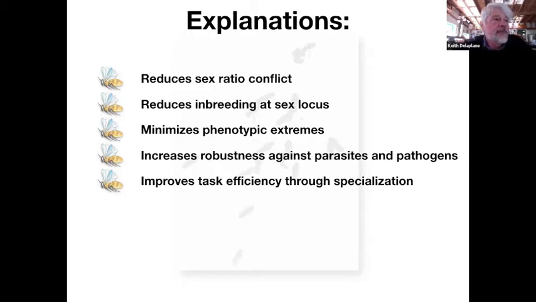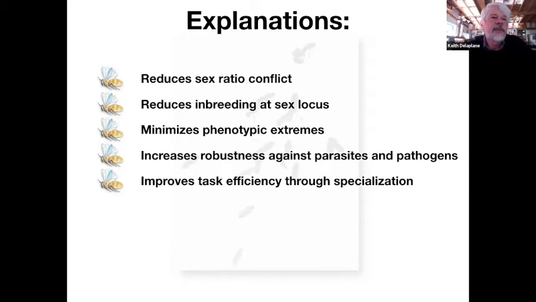Genetic variation, there on the fourth bullet, may increase robustness against parasites and pathogens. If I have more genes in my toolkit, then I'm more likely to have whatever tool I need when the next parasite shows up. Okay, makes sense to me.